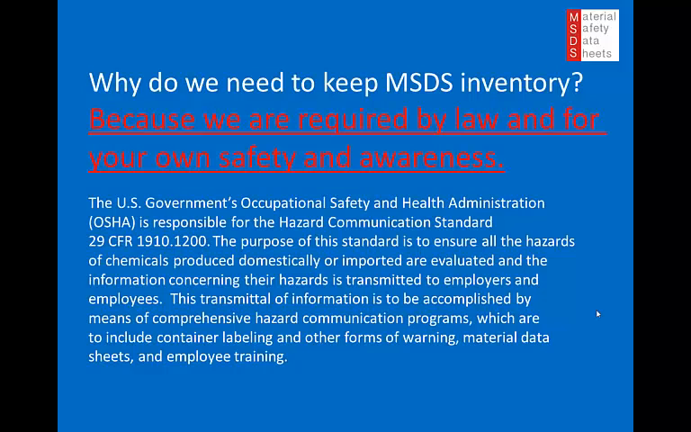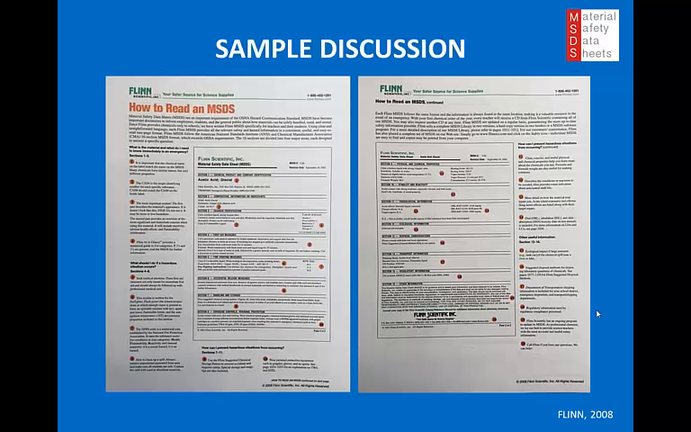The purpose of this standard is to ensure all the hazards of chemicals produced domestically or imported are evaluated and the information concerning their hazards is transmitted to employers and employees. This transmittal of information is to be accomplished by means of comprehensive hazard communication programs, which are to include container labeling and other forms of warning, material safety data sheets, and employee training.